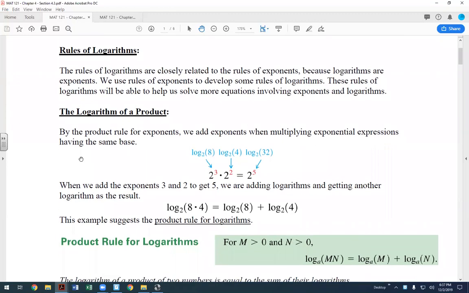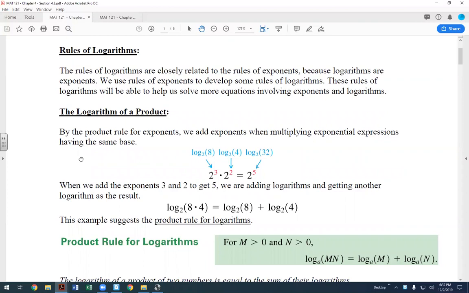Now remember, the idea with product rule for exponents is if you're multiplying the same base, so here we've got 2 to the third being multiplied by 2 to the second, we always end up adding our exponents. So 3 plus 2 gives us 5, and you end up getting 2 to the fifth.